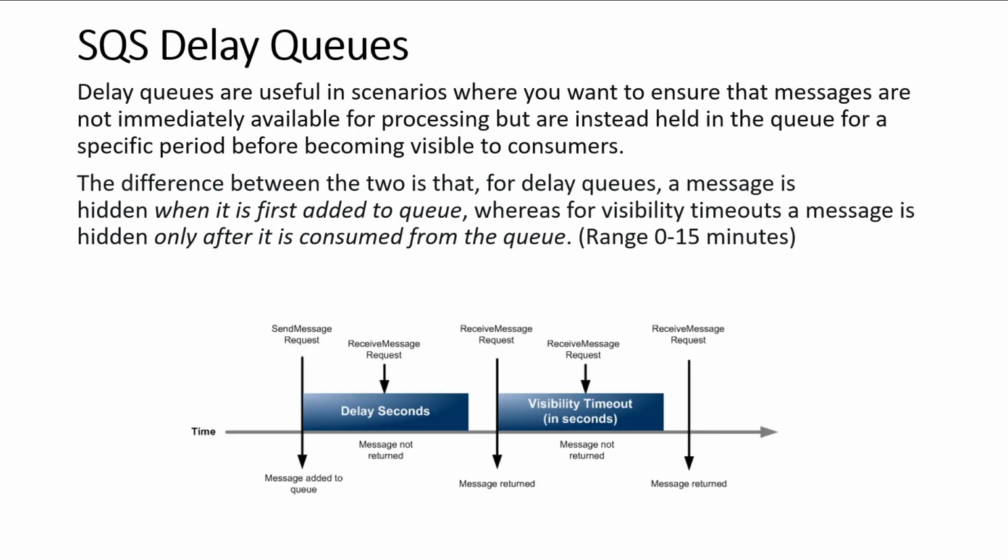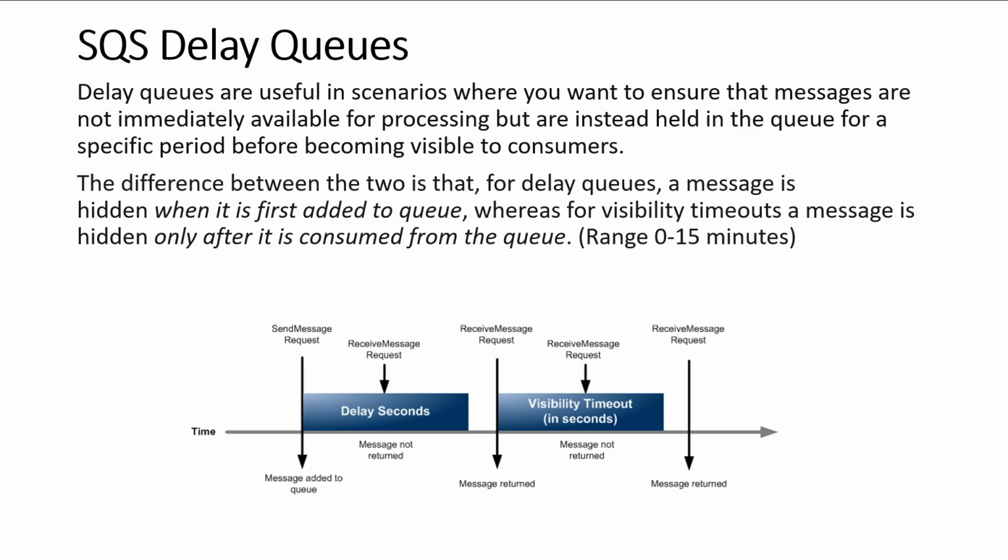Now let's talk about SQS delay queues. Delay queues are useful in a scenario where you want to ensure that messages are not immediately available for processing but are instead held in the queue for a specific period before becoming visible to the consumers. The difference between SQS delay queues and visibility timeout is that for delay queues, a message is hidden when it is first added to the queue, whereas for visibility timeouts, a message is hidden only after it is consumed from the queue. The range for SQS delay queues is 0 to 15 minutes.